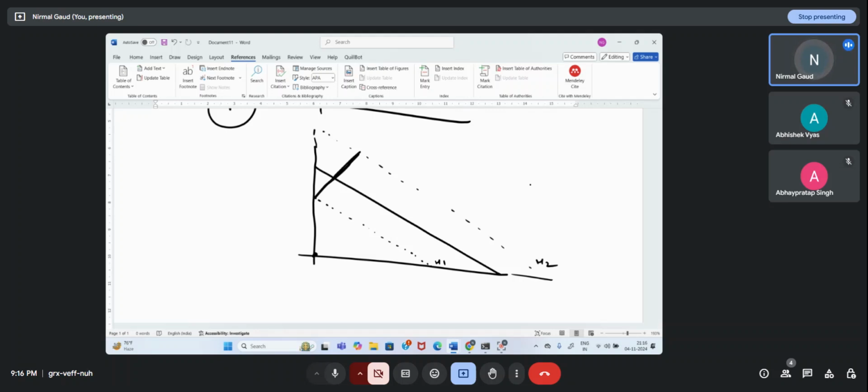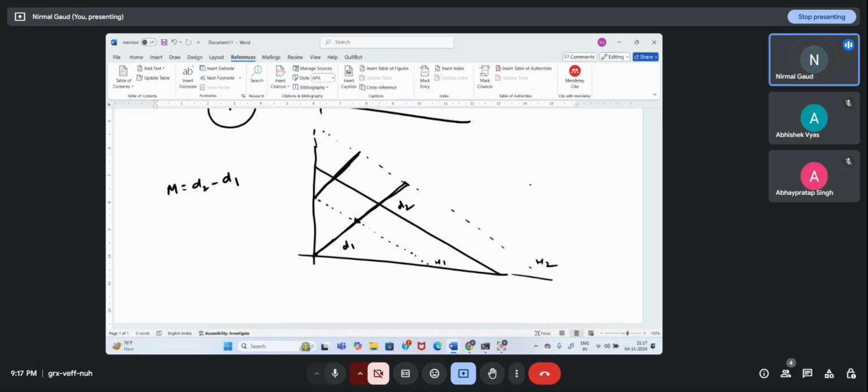Now this distance can be calculated as, let us suppose this is the distance of hyperplane h2 from the origin. This is the distance of hyperplane h1 from the origin. So let us suppose this is d1 and this entire is d2. So margin will be equal to d2 minus d1. Okay, this width will be equal to d2 minus d1.